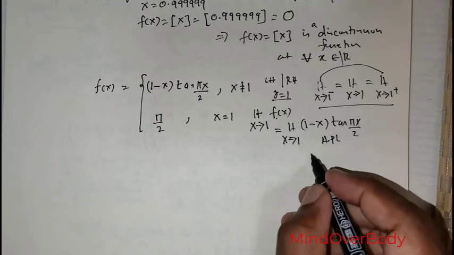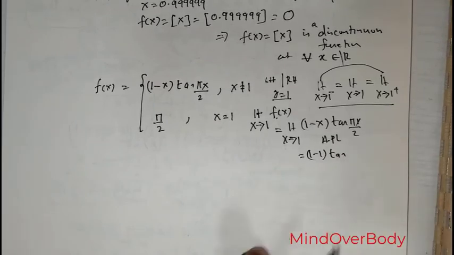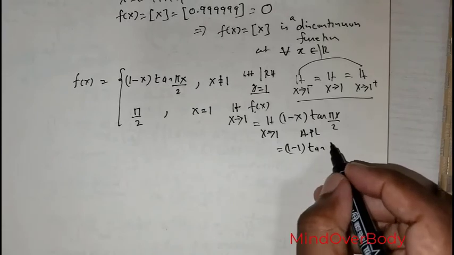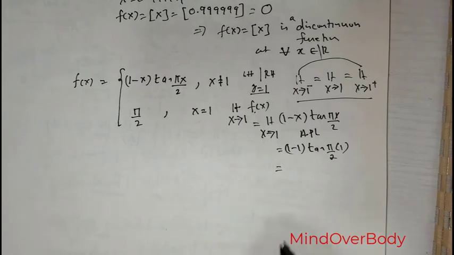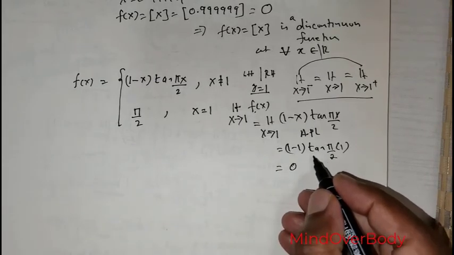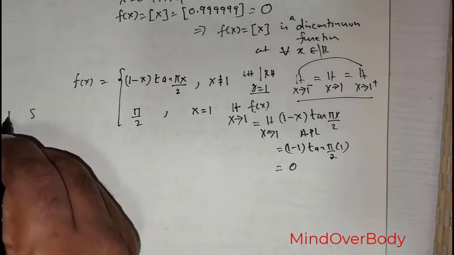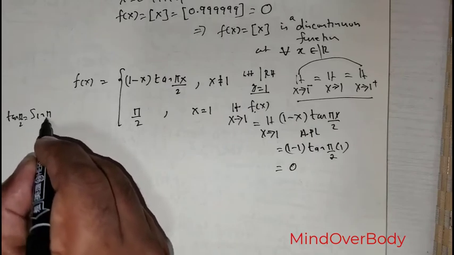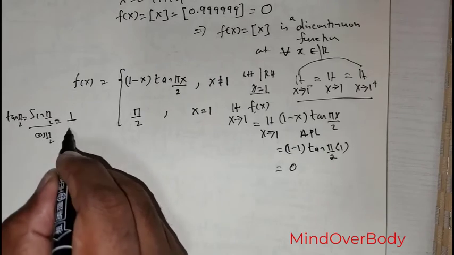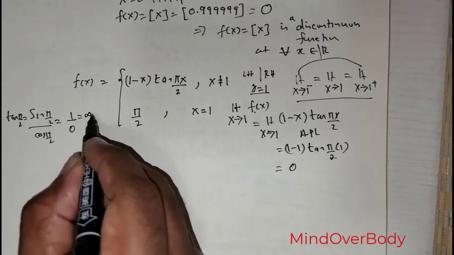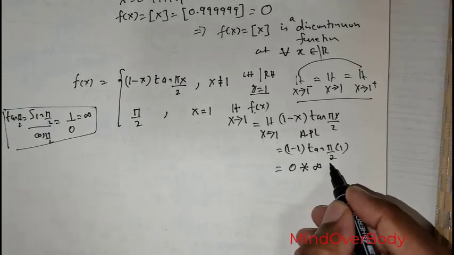Now applying the limits, this one is going to give me 1 − 1, which is 0, and this is going to give me tan of π/2 times 1. Now this is going to be infinity, right? Because tan(π/2) is nothing but sin(π/2) divided by cos(π/2). Sin(π/2) is 1, but cos(π/2) is 0. So that means we got infinity on our end. So this is a 0 times infinity form.